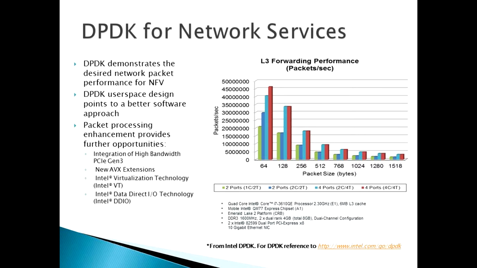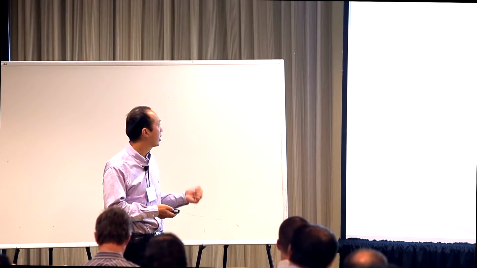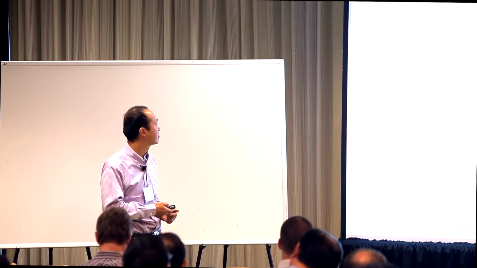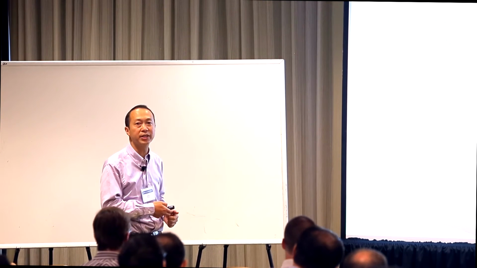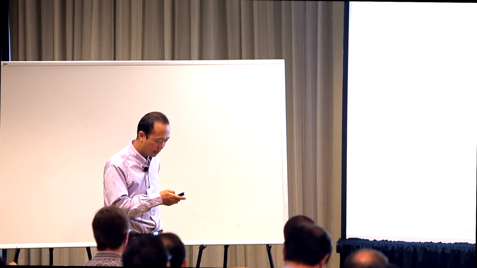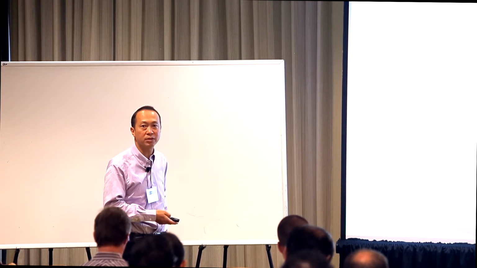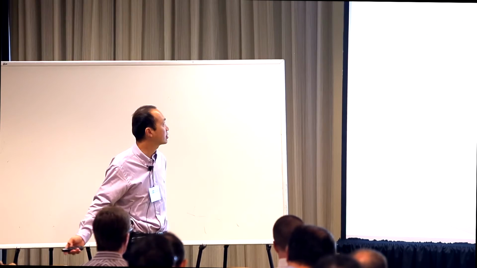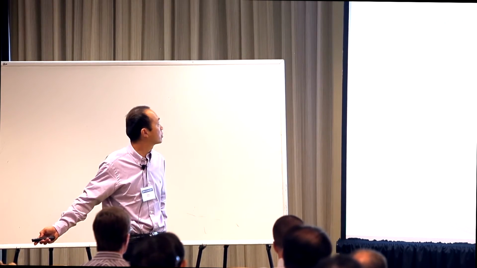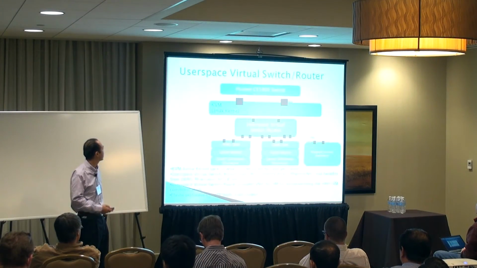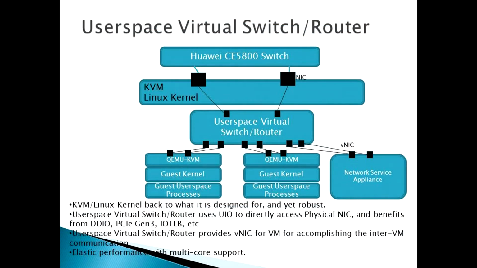Further, on top of DPDK, we can leverage the performance enhancement approaches mentioned by Intel before, like DDIO, IOTLB, and the other things mentioned here. By using this technology, we move another step toward using DPDK for NFV solutions. This is the way we introduce so-called user space virtual switches and virtual routers.